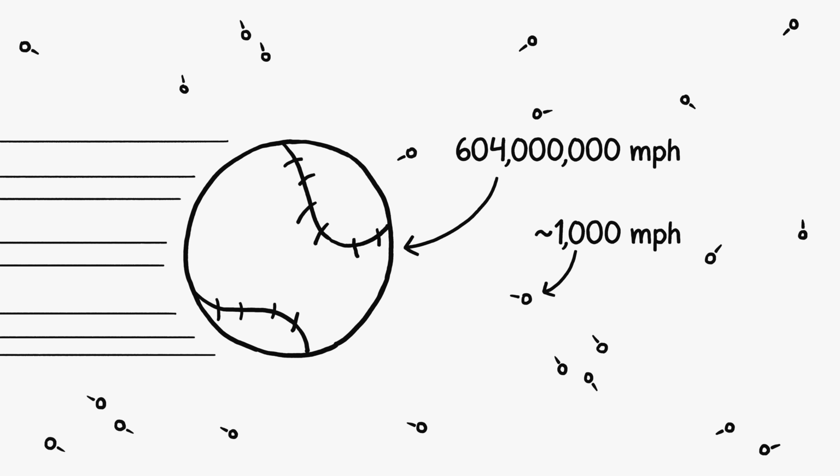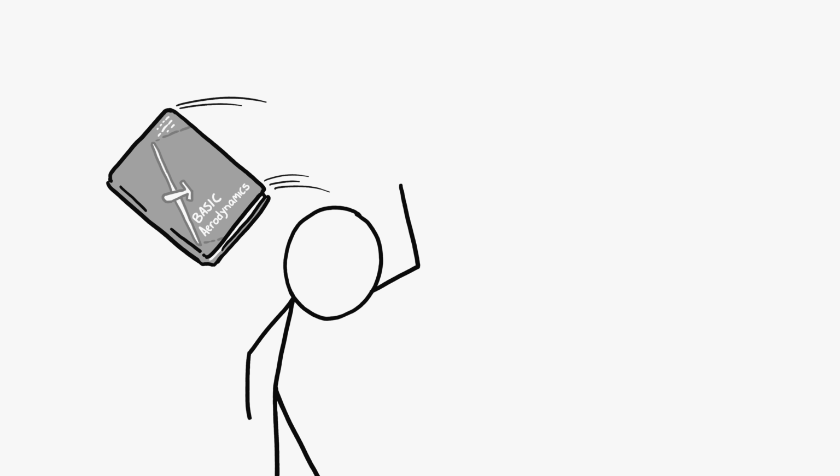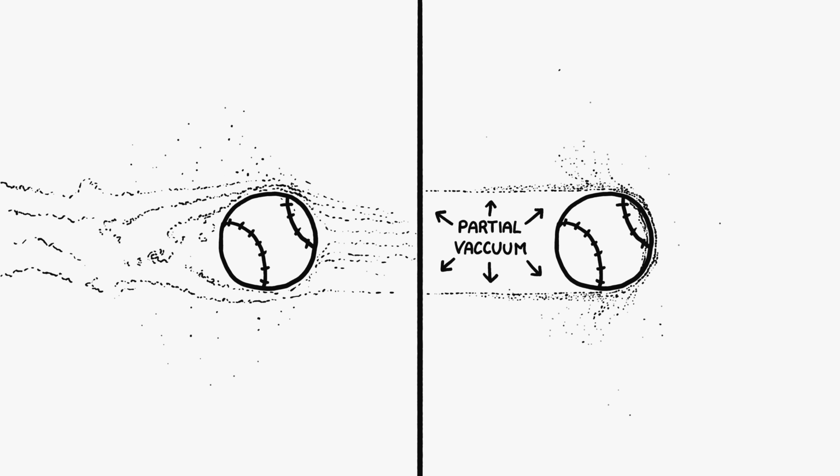Air molecules vibrate back and forth at a few hundred miles per hour, but the ball is moving through them at 600 million miles per hour. This means that as far as the ball is concerned, they're just hanging there frozen. The ideas of aerodynamics don't apply here. Normally, air would flow around anything moving through it, but the air molecules in front of this ball don't have time to be jostled out of the way.